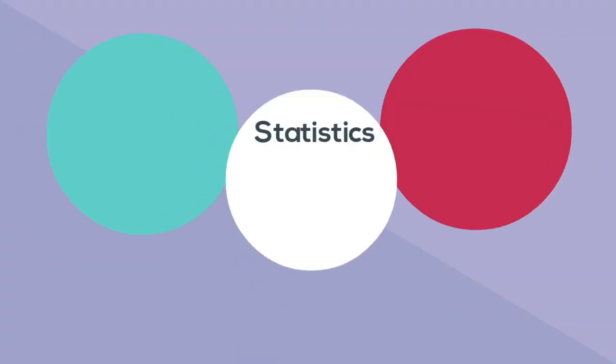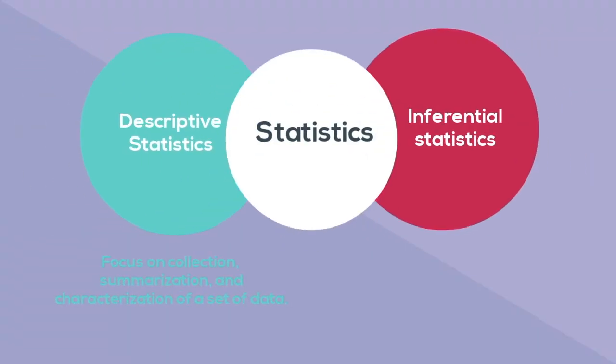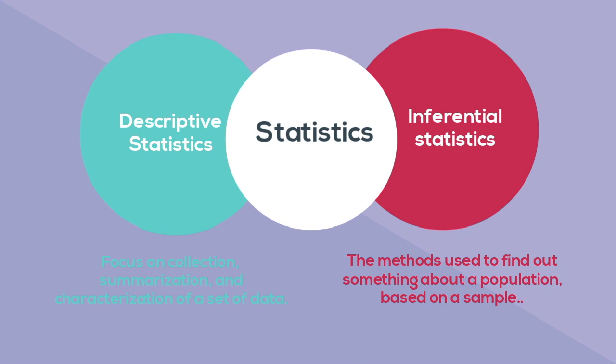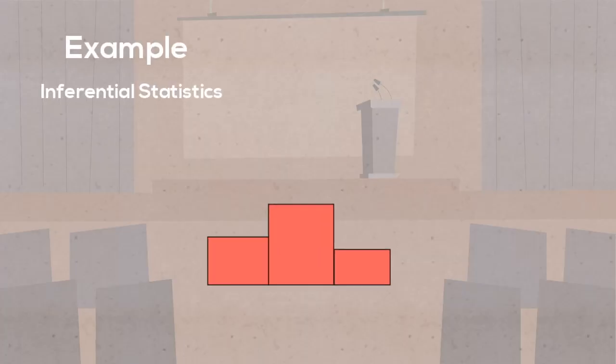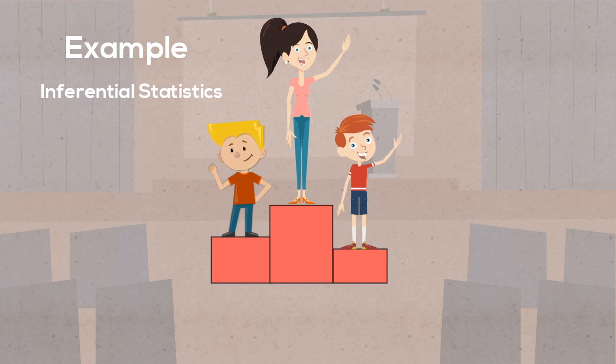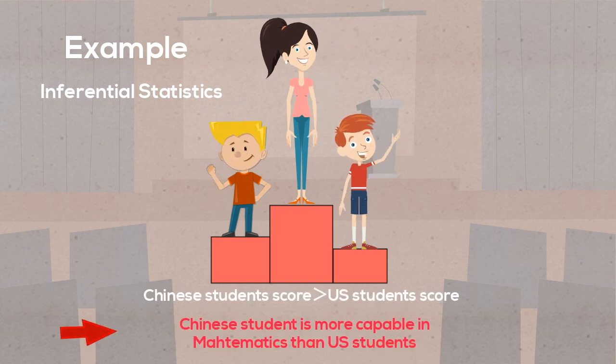The second type of statistics is inferential statistics. This is a set of methods used to make a generalization, estimate, prediction, or decision. An example of inferential statistics is the following statement: Chinese students are more proficient in mathematics than US students.